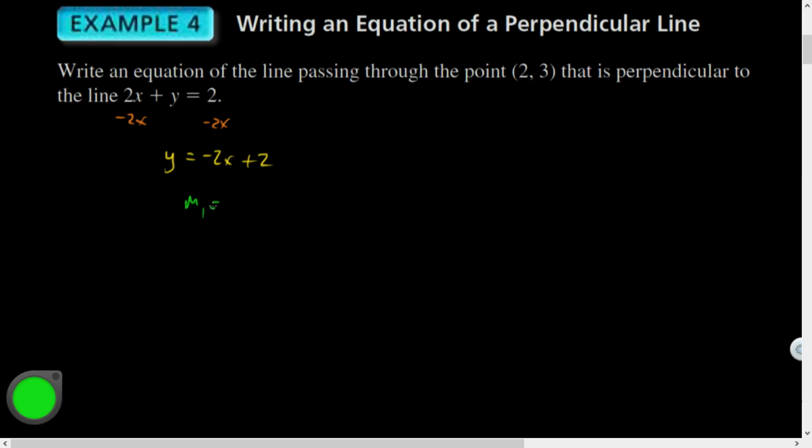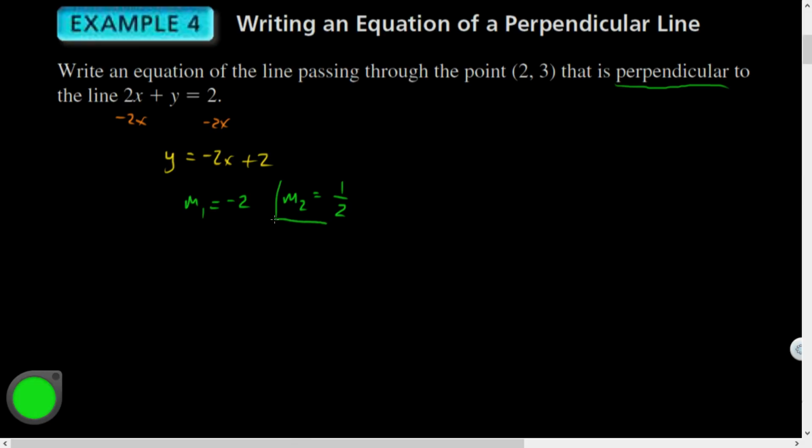M1 is -2. Now notice our line is perpendicular, so our slope changes a little, both ways, right? Let's flip it and change the sign. Do that opposite reciprocal. So the opposite of negative is positive, and the reciprocal of 2 is 1/2.